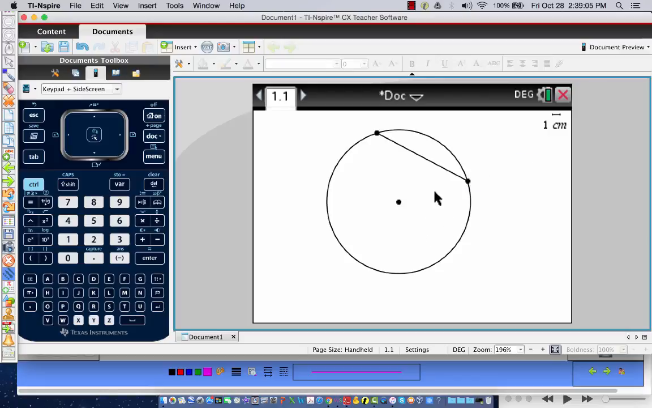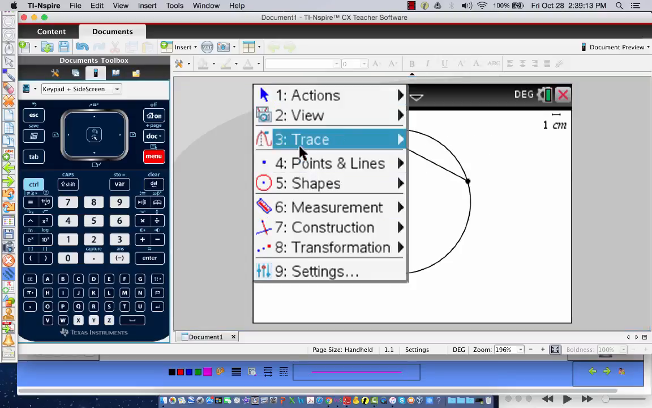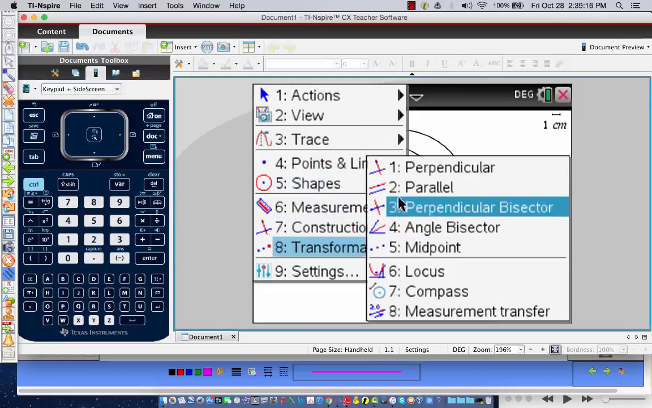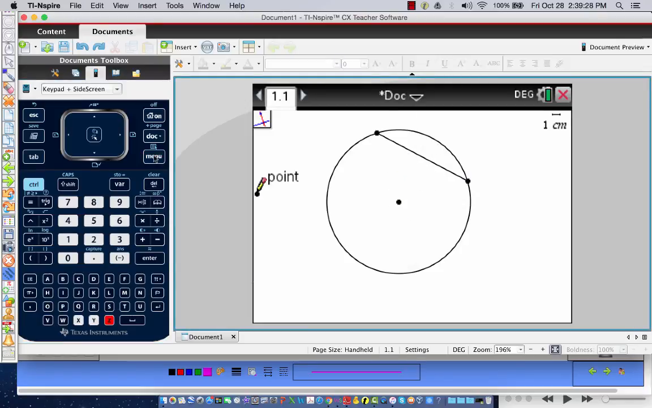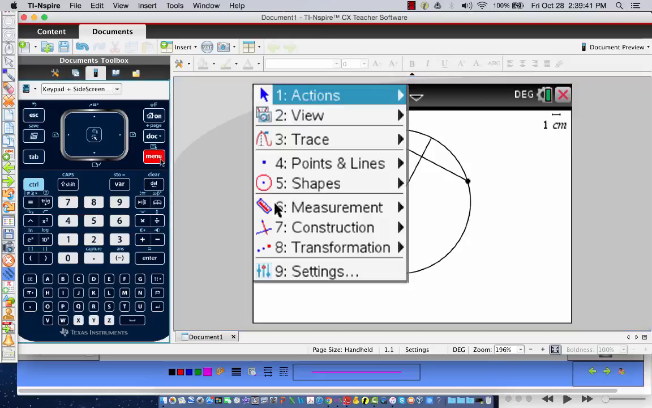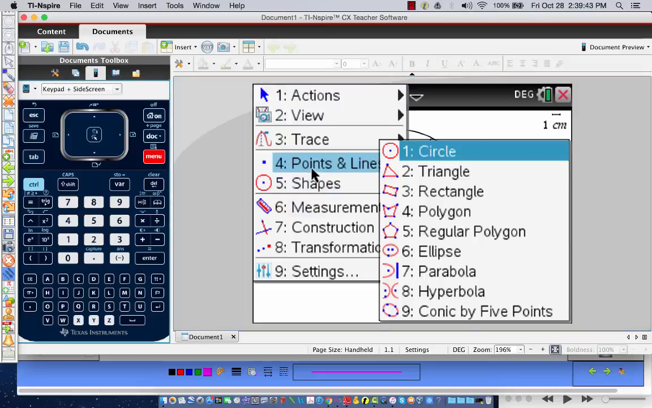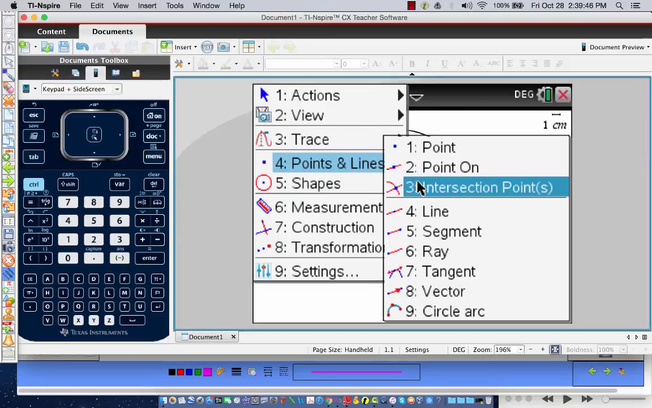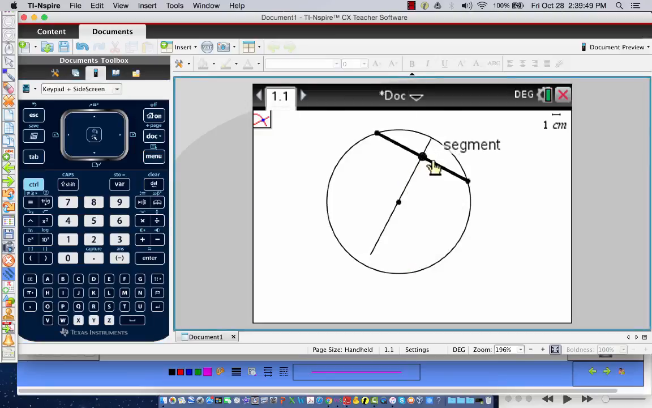And now I need to construct a perpendicular through the center and perpendicular to the chord. So I'm going to do that. Menu, construction, and I just need a perpendicular. So here, menu, perpendicular to that segment, bam, intersection point, done. And I need that intersection point between here and here. So I got this and I got this.